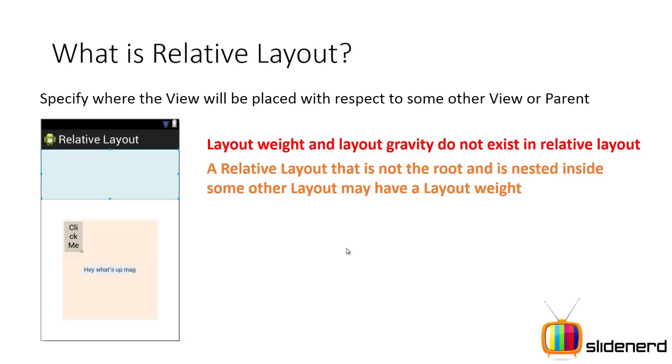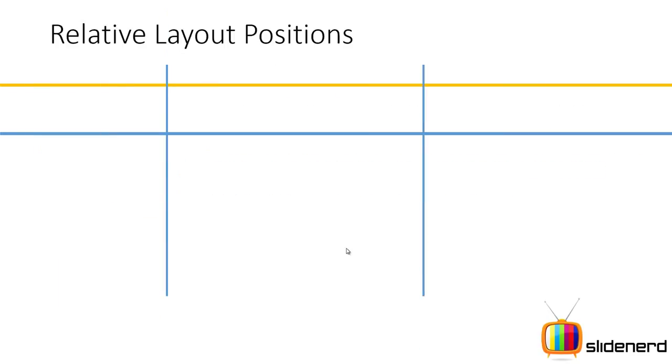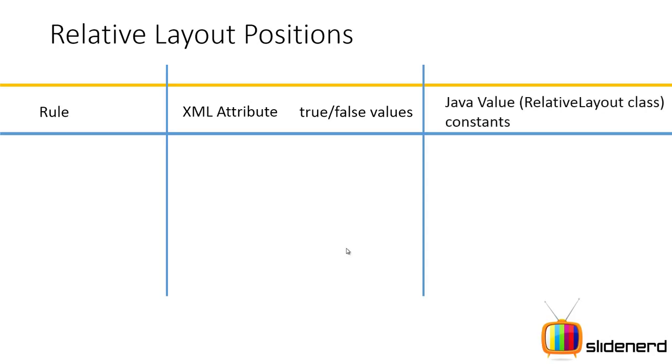So let me go ahead and show you the different places where you have your relative layout. So first, what I have is I have a table over here. I'm going to write a rule on the left, and I have some XML attributes that take true or false values. And on the right side, I have the same Java values. For example, when you make the same structure in your Java code, then what are the constants that you should be referring to? And that is what this third column covers.